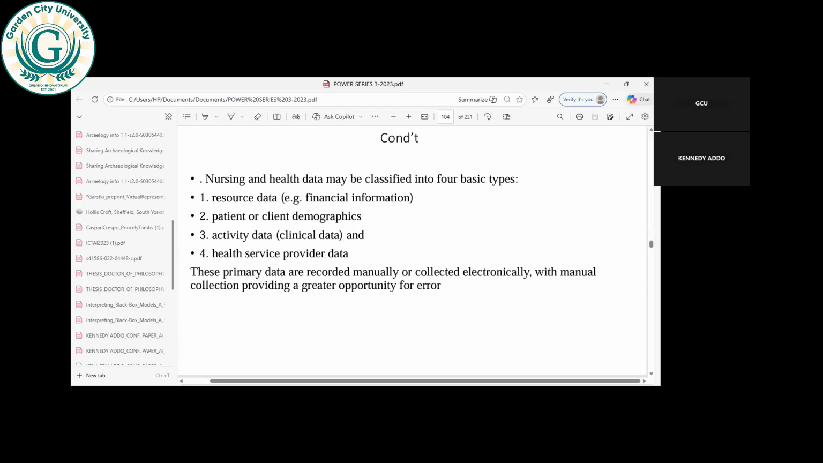So we are looking at activity data. When you talk about activity data or clinical data, we are looking at all the activities nurses perform, right from, let's say, vital signs through to admission, discharge, and any relevant responsibilities that come with your work. All of them are activity data or clinical data. Then we are also looking at what? Health service provider data. For the health service provider data, we are also looking at other general relevant information that also supports care providers.